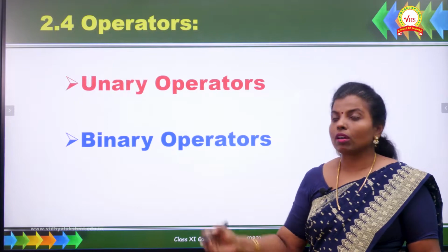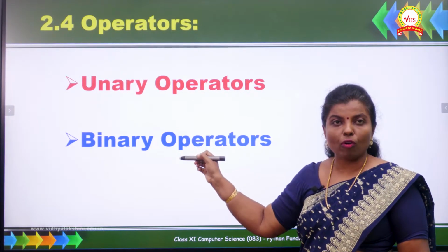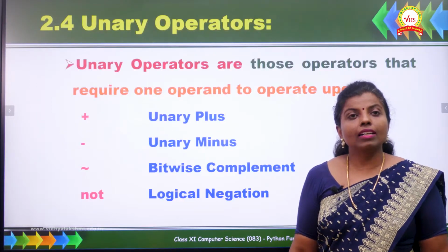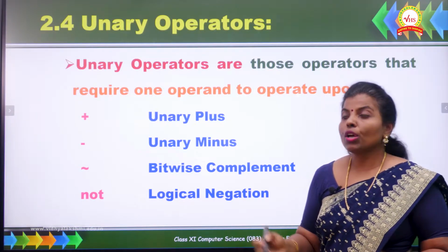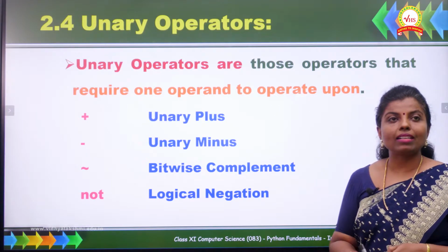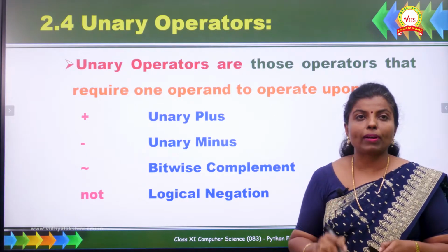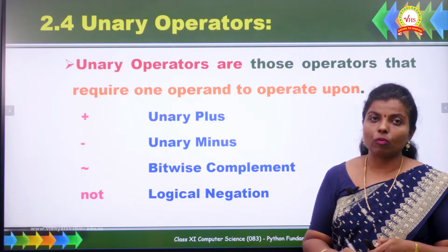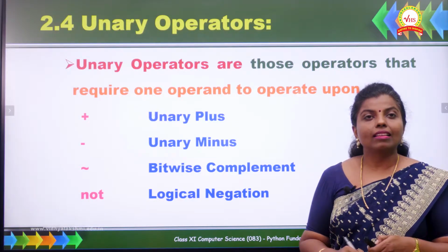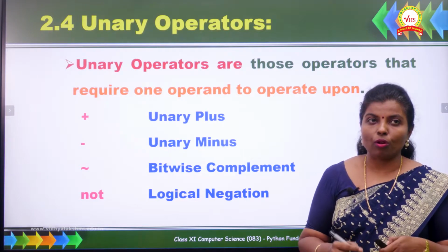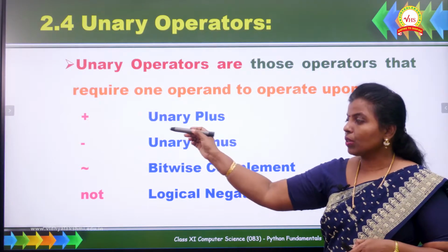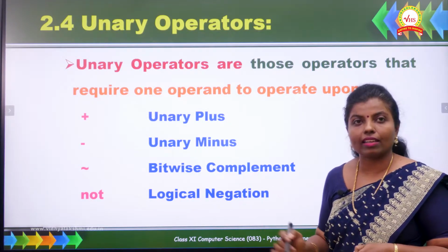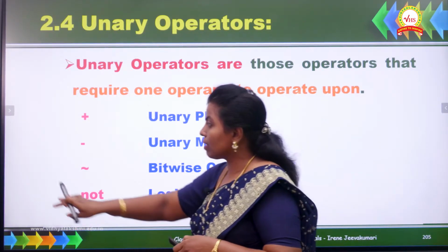When it comes to Python, it provides two kinds of operators. They are unary operators and binary operators. Let us learn what are unary operators. Unary operators are those operators that require only one operand to operate upon. If an operator requires only one operand, it is referred to as a unary operator. For example, you can see unary plus, unary minus, bitwise complement and logical negation. Some of the unary operators are given here.